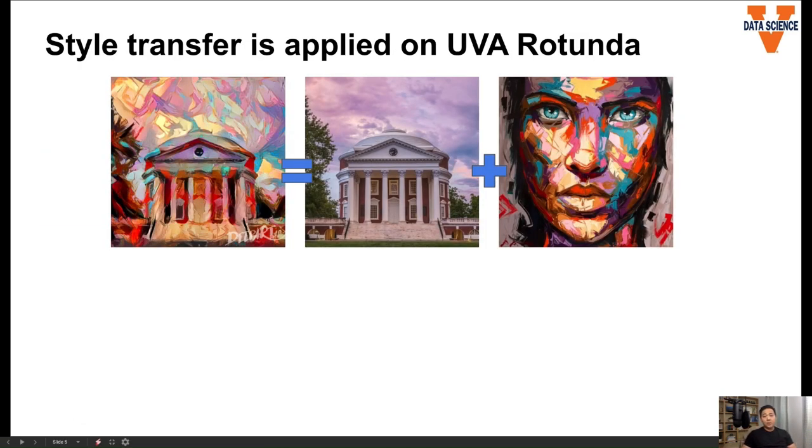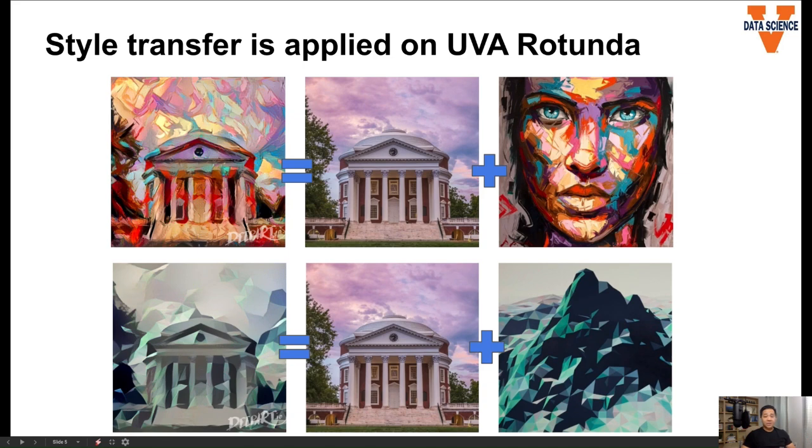I took the liberty to apply this art transfer to the UVA Rotunda. If you have art like this and apply it to an image that we've taken of the Rotunda, we now have a very beautiful image, an artistic expression of the Rotunda. And again, if you apply a different style, you now have a different image. Very nice painting.